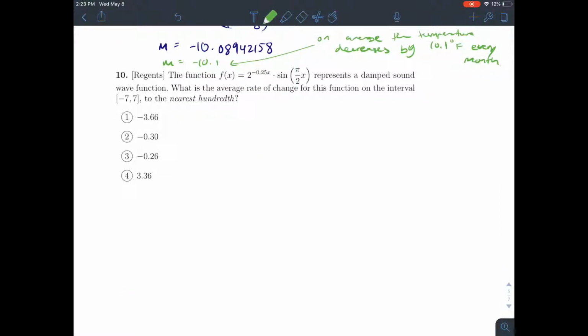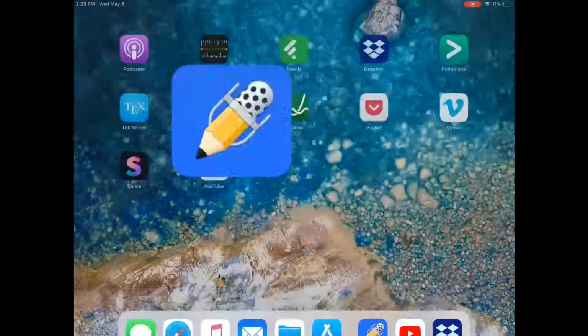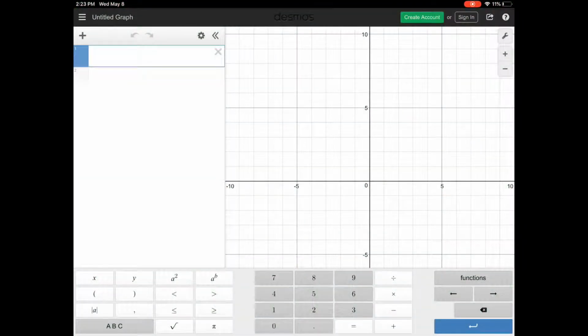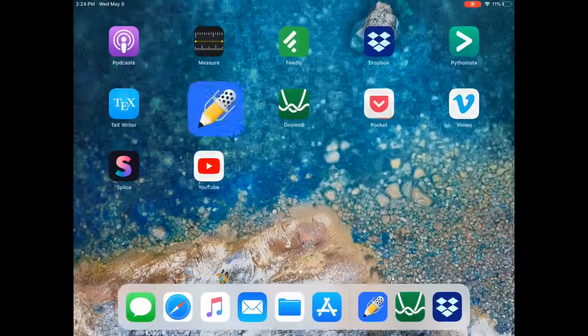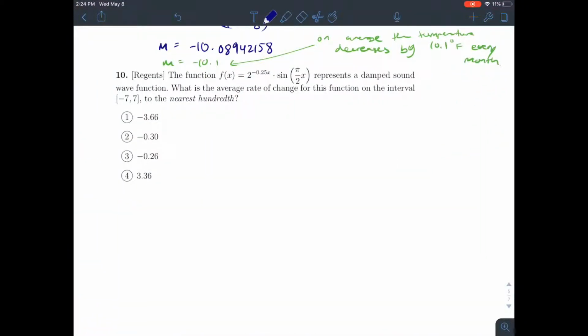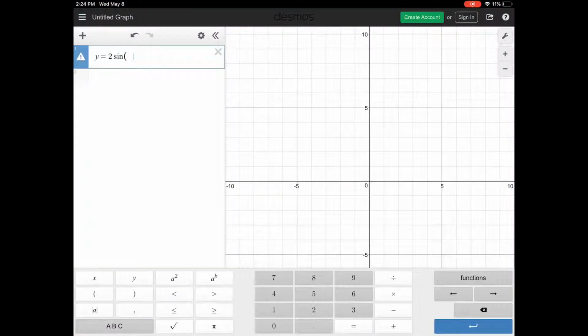All right, for this last one, this problem seems very crazy, but it actually comes from a real-life phenomenon. So you'll encounter this if you study physics, and I think it pays to see where this stuff comes from. So going on to Desmos here, I'm going to have to flip back and forth between them. We've got a basic function here, y equals 2 sine pi over 2x. And I'm intentionally leaving out the exponent because I want you to see why that exponent is important.